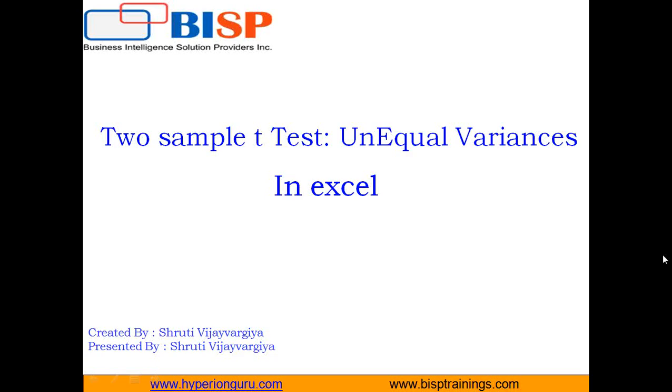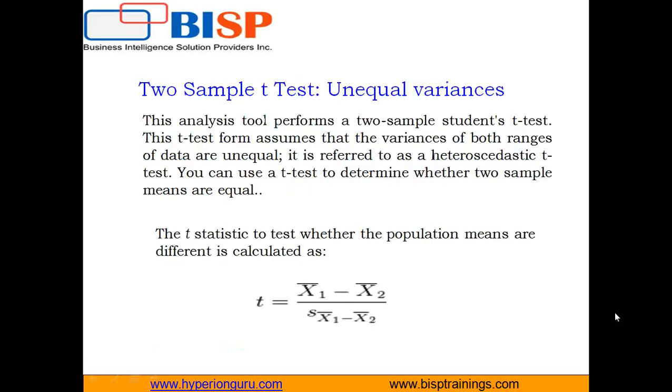In this video, I am going to tell you about the two sample t-tests with unequal variances. This test, also known as Welch's t-test, is used when two population variances are not assumed to be equal and hence must be estimated separately.